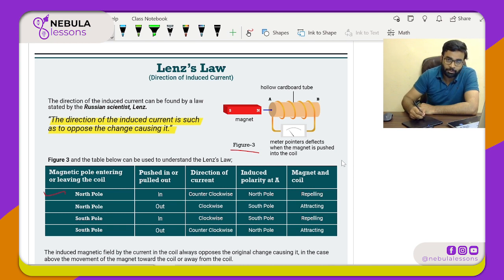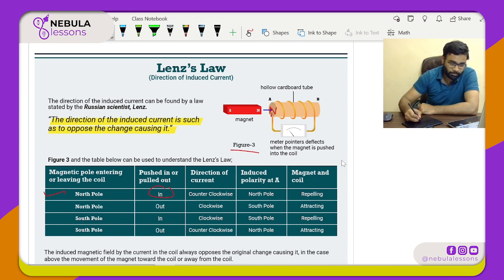We're considering the north pole of the bar magnet going into this hollow cardboard tube. Because of the changing magnetic field, a current will be induced in the coil, and that current will be flowing in the counterclockwise direction. You know that when the current flows in the counterclockwise direction, the thumb shows the pole of the magnet. So it will be a north pole at end A.